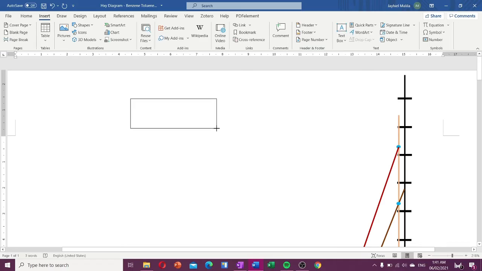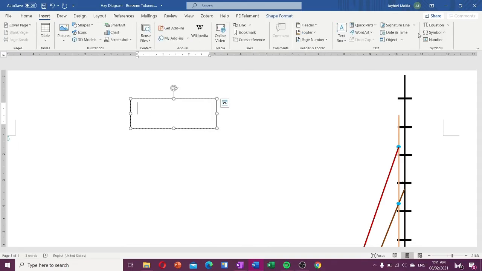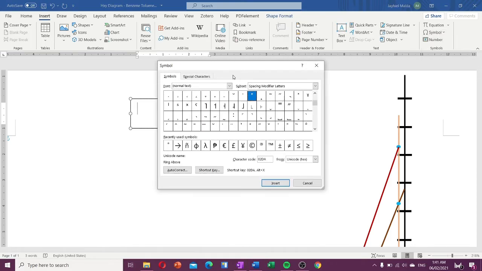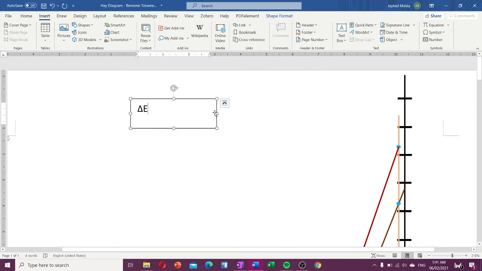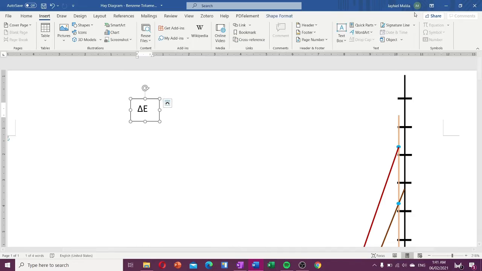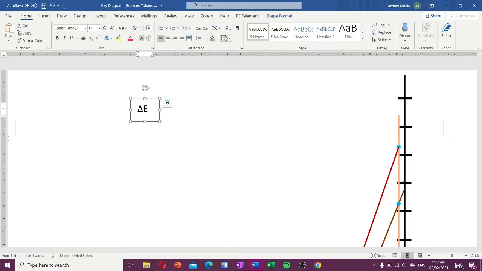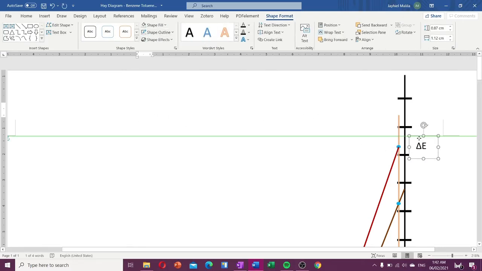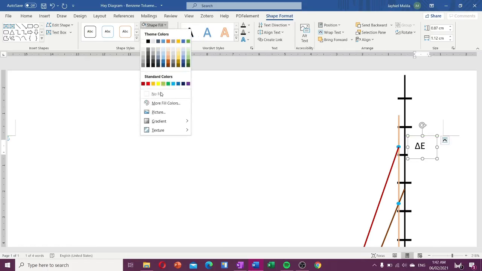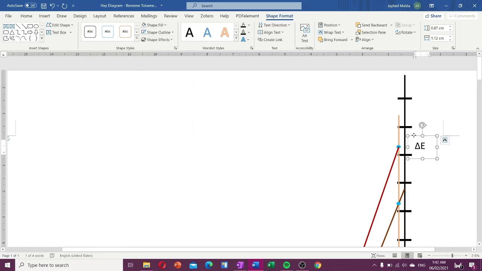Horizontal. Delta E, insert symbol. It takes a long time if we're going to use Microsoft Word, but we have no choice. Delta E. No outline. Okay, that's delta E. No fill. Okay, here.